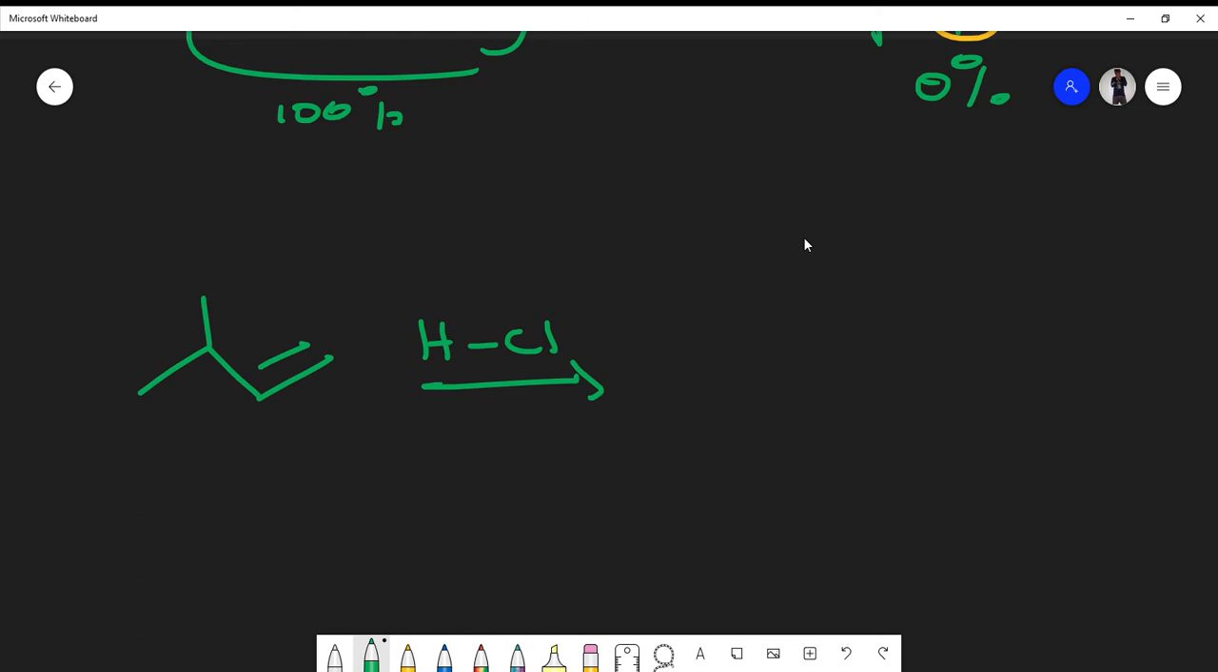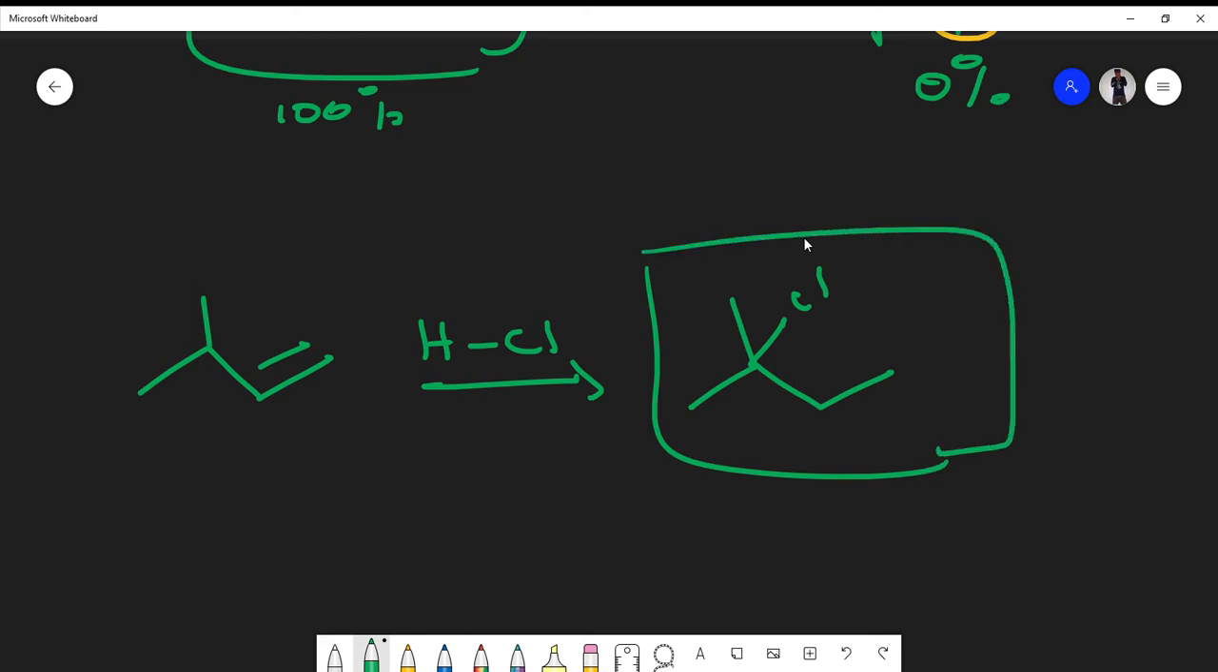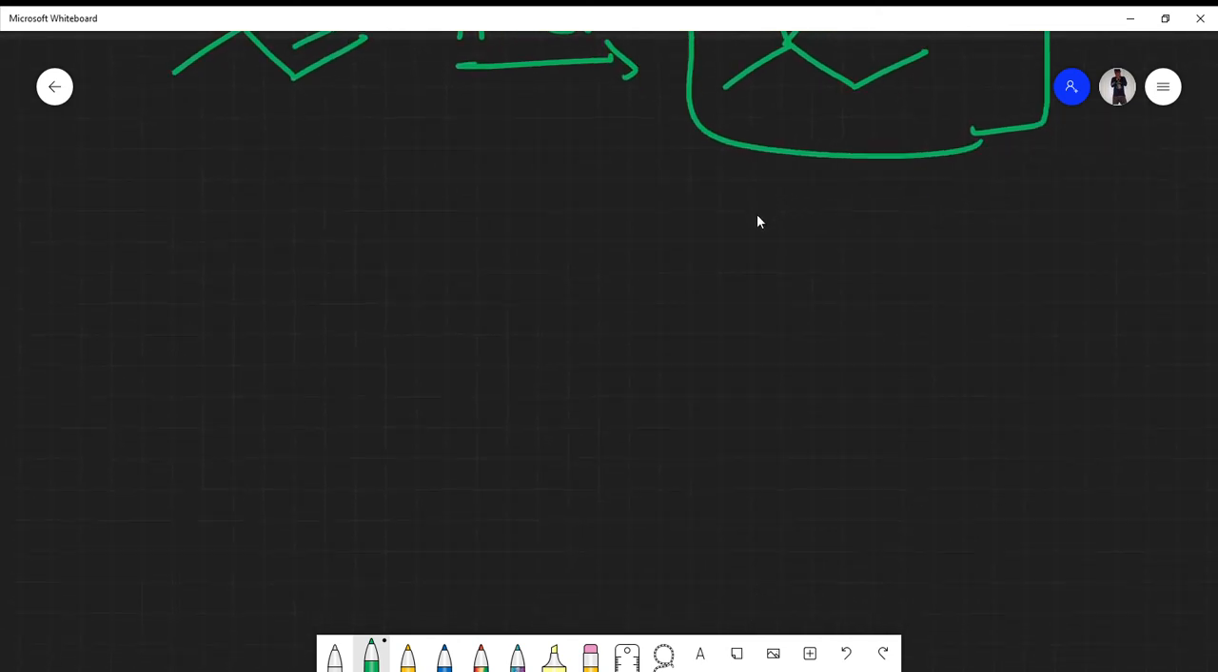Okay. Let's predict the product of this. Pause the video, predict the product, and then we're going to go through it. Right? So if we take this molecule, the product for this reaction is actually this molecule. So how do we get to this molecule? Well, let's look at the reaction mechanism again.